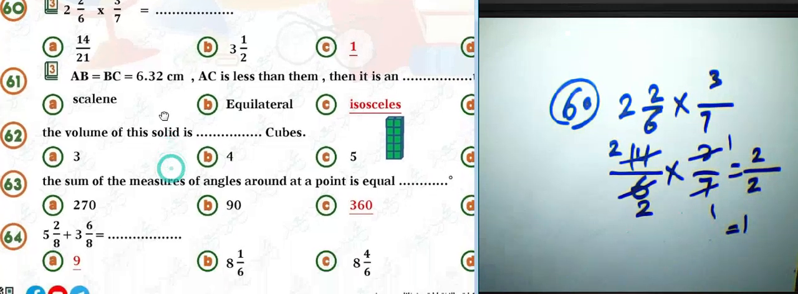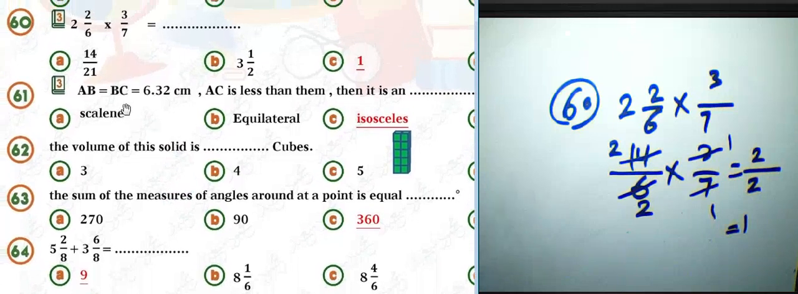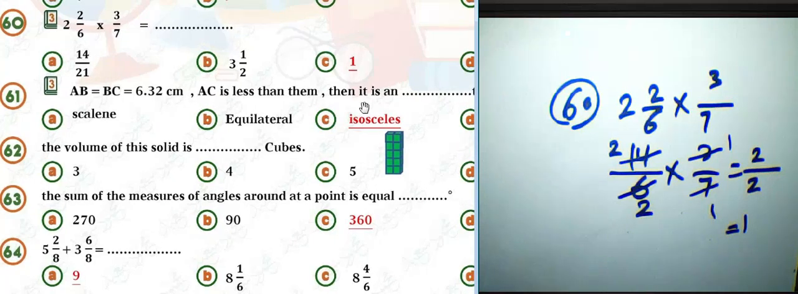61. AB equals BC equals 6.32 centimeter. AC is less than them. Then it's an isosceles triangle, because we have two sides equal in lengths.